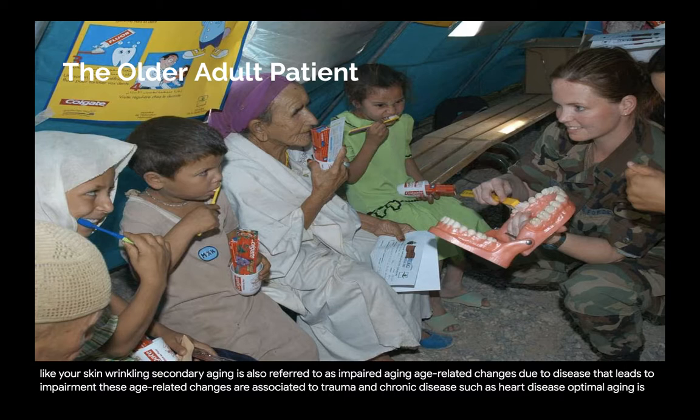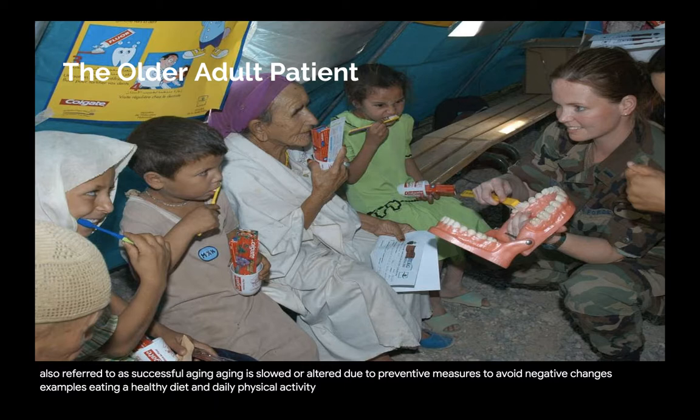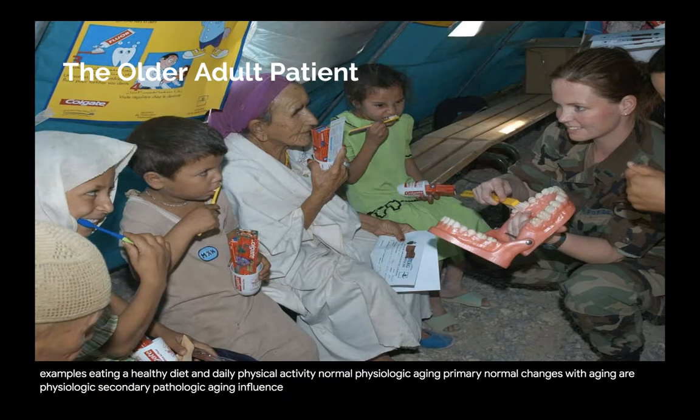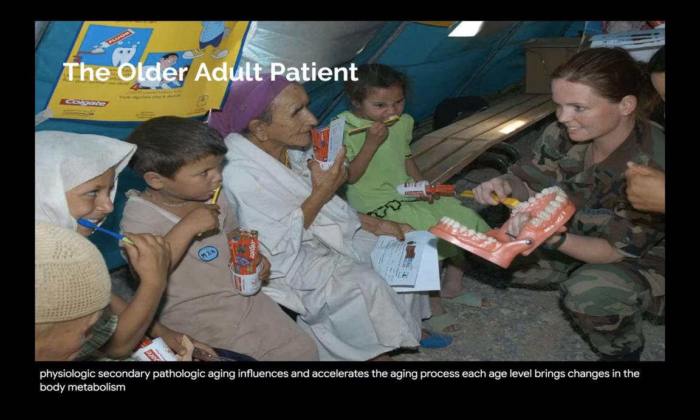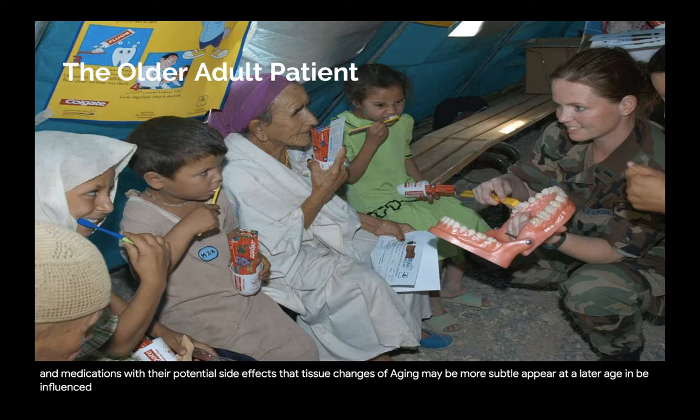Optimal aging is also referred to as successful aging. Aging is slowed or altered due to preventive measures to avoid negative changes. Examples: eating a healthy diet and daily physical activity. Normal physiologic aging. Primary normal changes with aging are physiologic. Secondary pathologic aging influences and accelerates the aging process. Each age level brings changes in the body metabolism, activity of the cells, endocrine balance, and mental processes. In a healthy person free of chronic diseases and medications with their potential side effects, the tissue changes of aging may be more subtle, appear at a later age, and be influenced by the person's lifestyle.